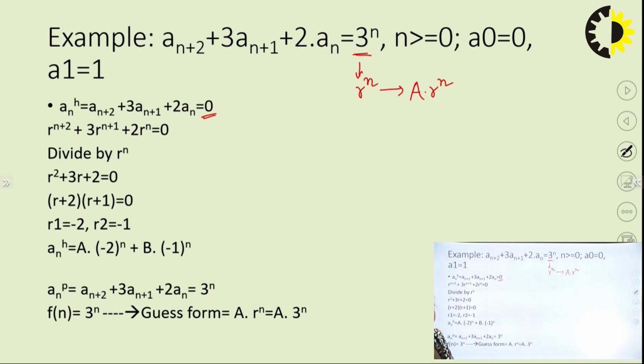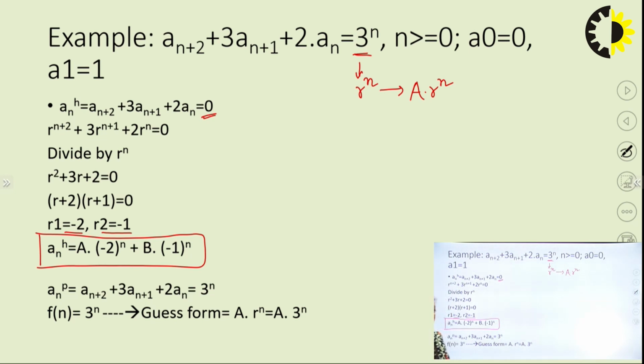Now we will divide by the lowest power of r, which in this particular question is r to the power n. So we have divided the entire equation by r^n, and we get r^2 + 3r + 2 = 0. This is nothing but a simple quadratic equation. Solving this quadratic equation, we get the roots r1 = -2 and r2 = -1. That means these are real and distinct roots. So the standard solution is a·r1^n + b·r2^n. This is the standard solution for this homogeneous relation.